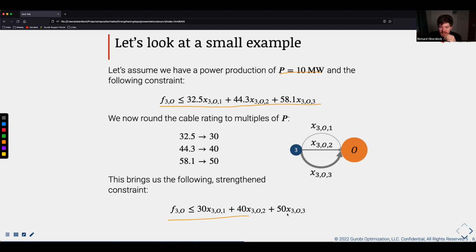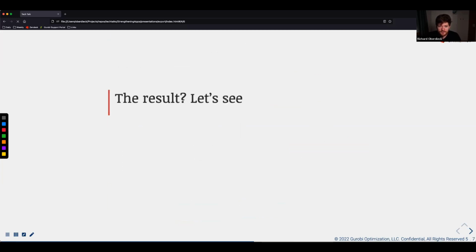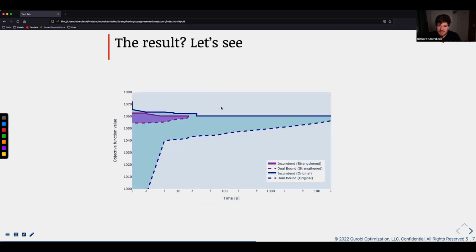And this actually has the following result. This is then the strengthened formulation. So you go from up here to down here. And now I ask you, we're just tightening, we're just rounding. How big of an effect can this have? Well, quite a bit. So this is the result. And again, this is log scale.